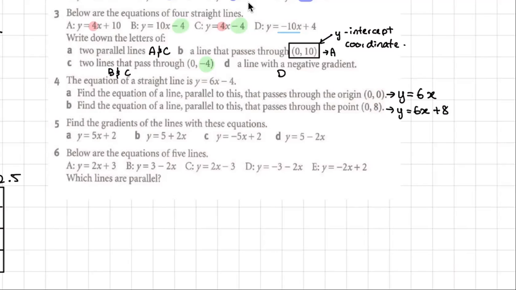Find the gradients of the lines with these equations. You can see already the first one is 5, second one is 2, third one is -5, fourth one is -2.